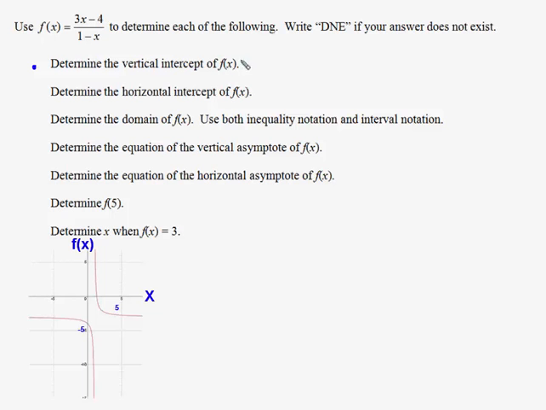A vertical intercept is the place where the graph crosses the vertical axis, that's the y-axis, and looking right here, it looks like somewhere around -4, the graph has a vertical intercept. But what's true about all vertical intercepts is that point would have an x value of 0. If you're on the y-axis, your input is 0.